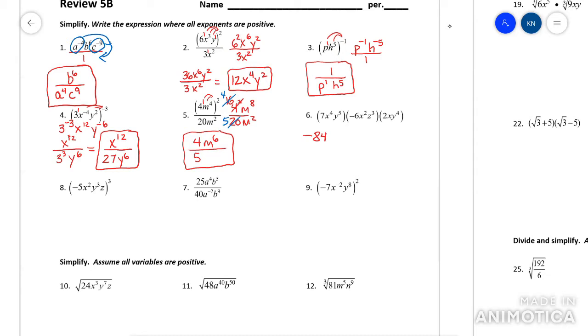So what you do is you give everything its exponent, like this x was missing a 1 there. And then you just add them up. So x^4, x^2 makes x^6, plus x^1 makes x^7. y^5 and y^4 makes y^9. And then you also had z^3.